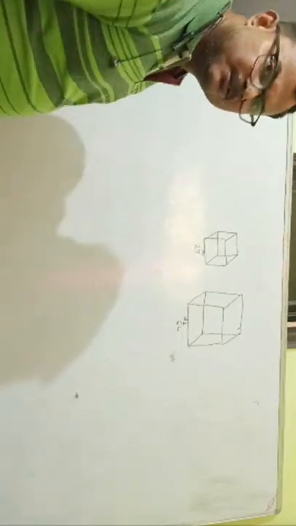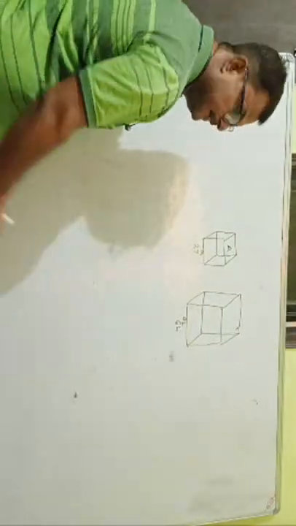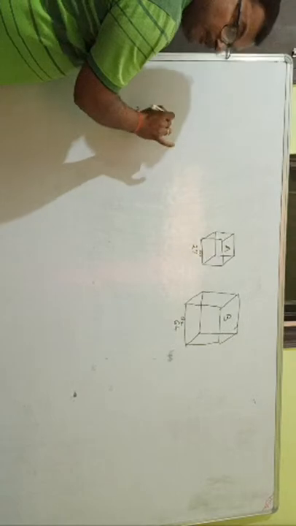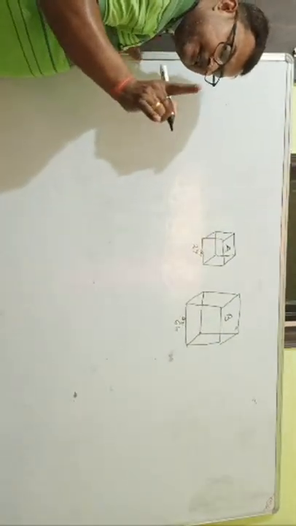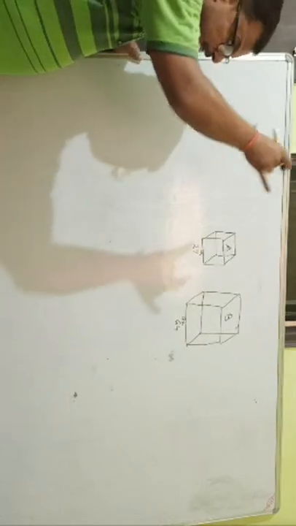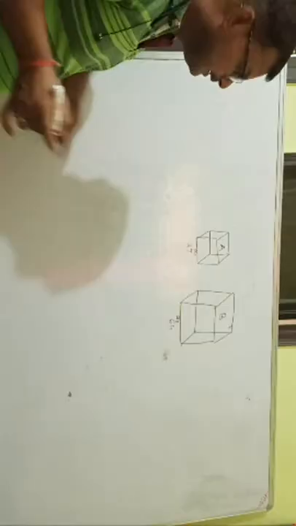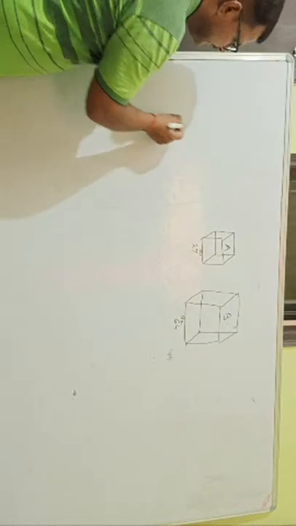Clear any doubt? Therefore, suppose this cube's name is A and this cube's name is B. What will be? You have to find the ratio of volume that has been given here. You have to get the relation between edges, edges meaning sides of the cube, with the help of the ratio of volumes. Clear?